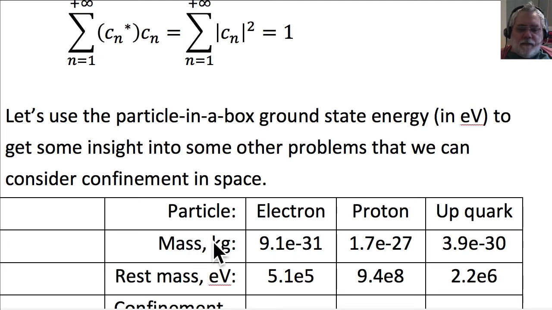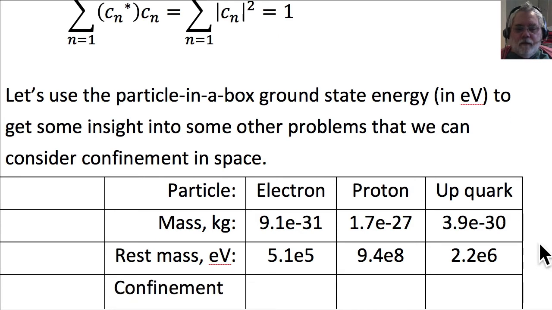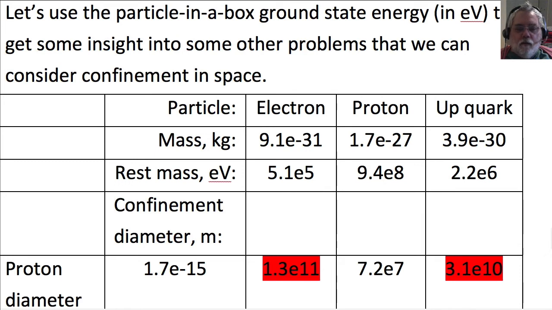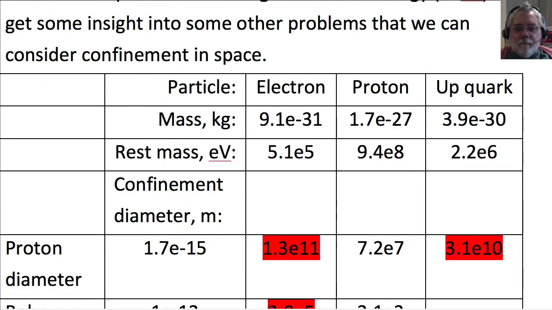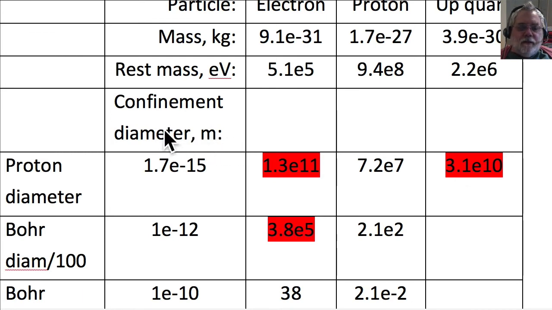Let's take the mass and express it as rest mass in electron volts. 500,000 electron volts for an electron, 900 million electron volts for the proton, and the up quark is 2 million electron volts. Now we're going to subject these to different confinements using particle in a box. So we know the mass of the particles. Now we need a column to tell us the confinement size. I'm going to express that as different diameters, but these will be A in the energy eigenvalue equation. These values will be mass m, these values will be a in meters.